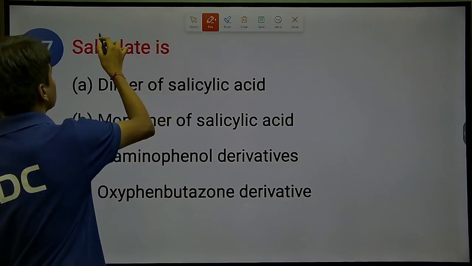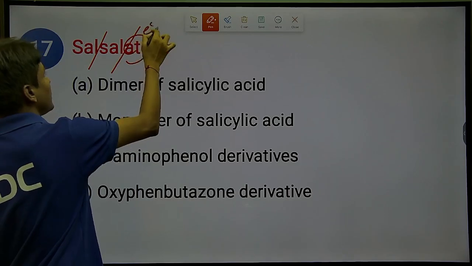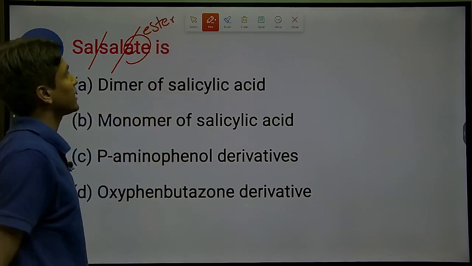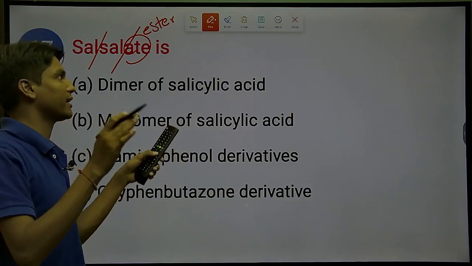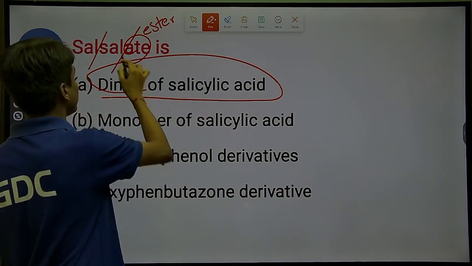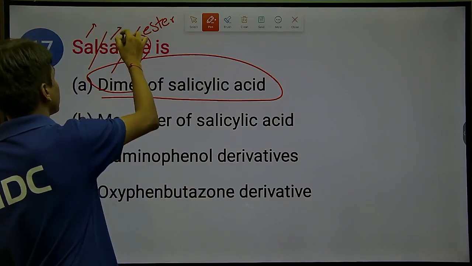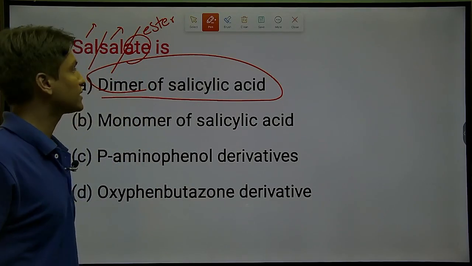Okay, next question is salicylate. Salicylate is nothing but salicylic acid with another salicylic acid, joined by an ester linkage between the two. Hence it is a dimer of salicylic acid: one monomer, another monomer, so a dimer of salicylic acid, that is salicylate.